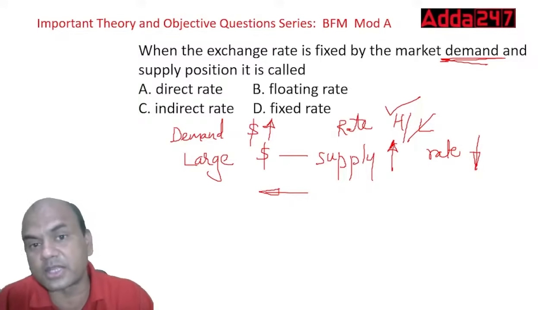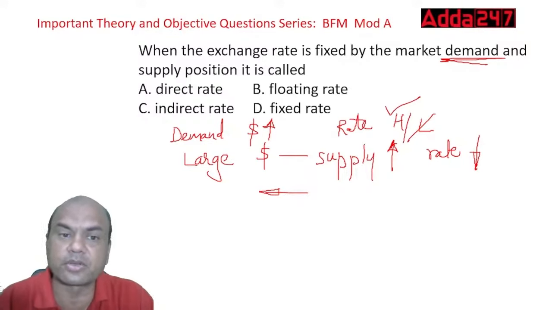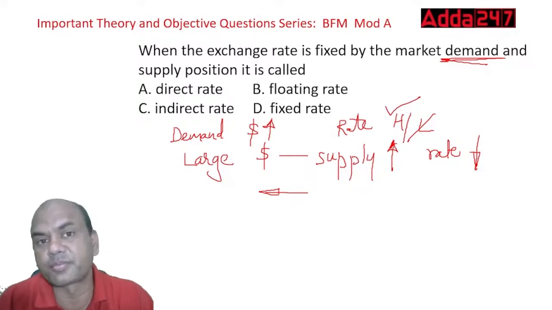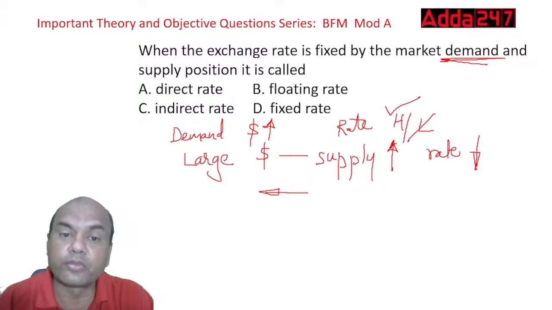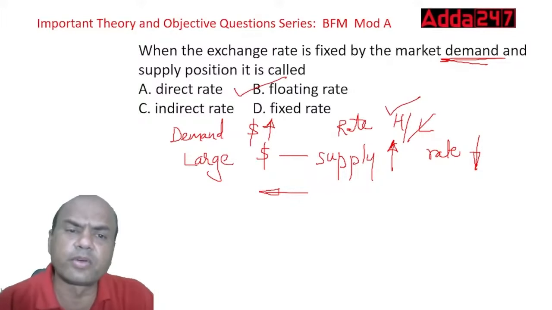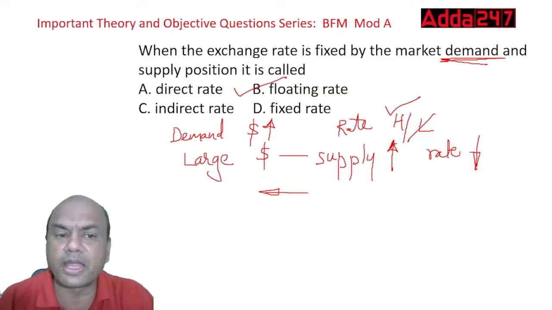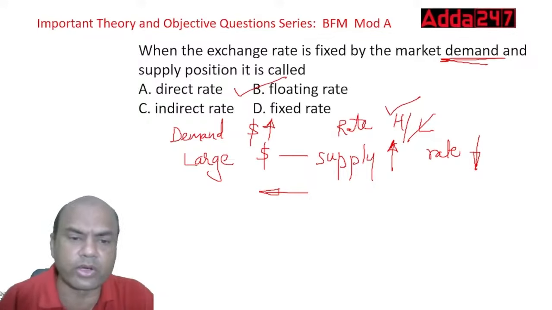So what is this called actually? Whenever it's decided by this demand and supply position, it is called what? Direct, floating, indirect, or fixed rate. It is called floating rate, correct? It is called floating rate, remember. Fixed and floating, these are the two main rates. What are direct and indirect? Direct and indirect rates are also there. What do we use in India?